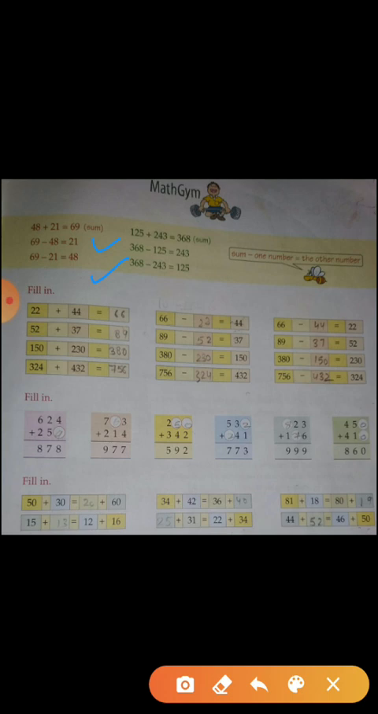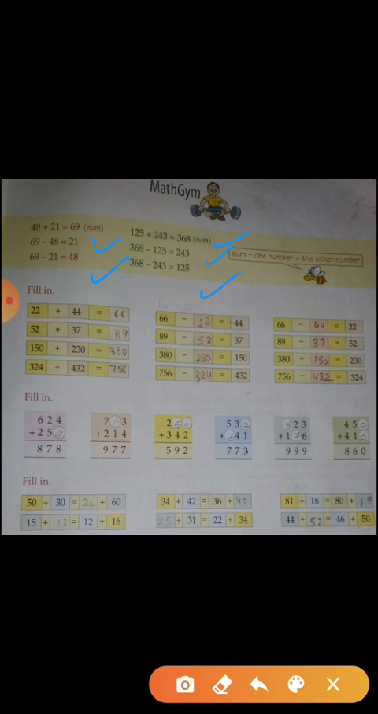Here you can see addition of two numbers. 125 plus 243 is 368. Here also two subtraction facts. 368 minus 125 is equal to 243. 368 minus 243 is equal to 125. I hope you understood this one, students.